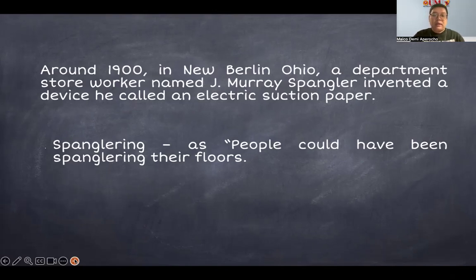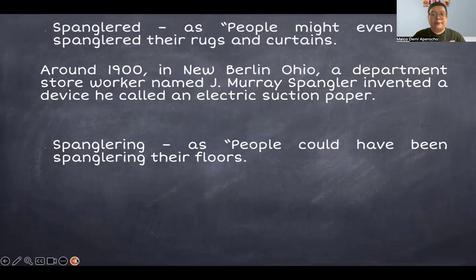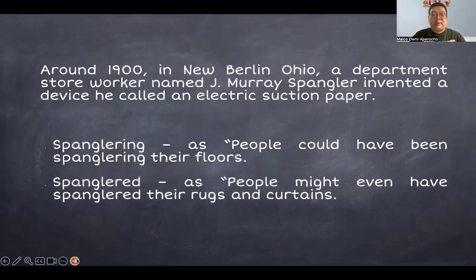So basically, in this sentence, the word spanglering is derived from the invention, the electric suction sweeper, by J. Murray Spangler. So obviously, the term was based on the name J. Murray Spangler, who was the inventor of such an innovation. And then there came the word spanglered, which is the past tense form, as in the sentence, people might even have spanglered their rugs and curtains.